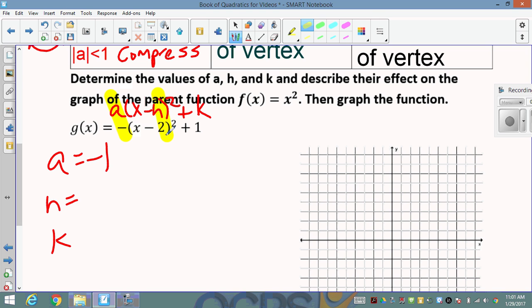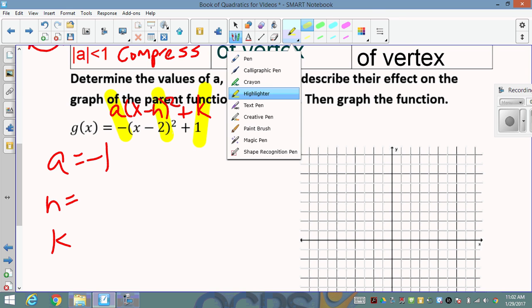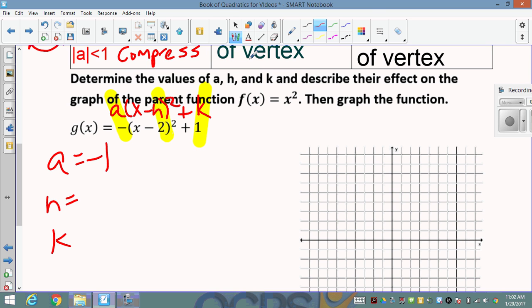The h is 2. Be careful, the minus is already in there, so it's not going to be negative 2, it's going to be 2. x minus h, x minus 2. The h is 2, and the k is 1.